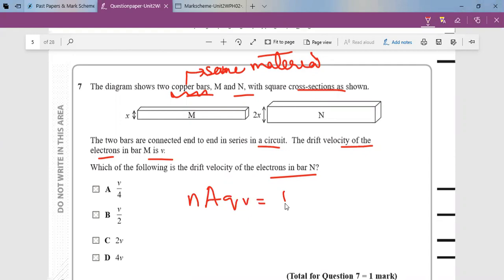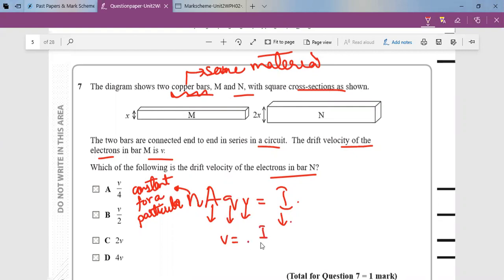nAqv equals I, where n represents the number of charge carriers per unit volume, and this is actually constant for the same material. So for that volume, the charge carriers are constant for a certain material. A is the cross-sectional area. q is the charge of a single carrier, in this case an electron. v is the drift velocity, and I is the current. So v equals I divided by nAq, right?